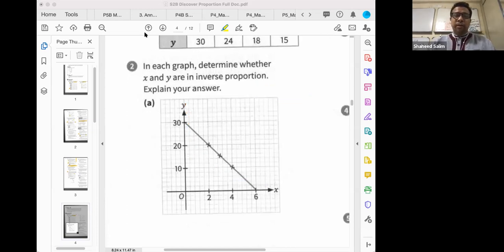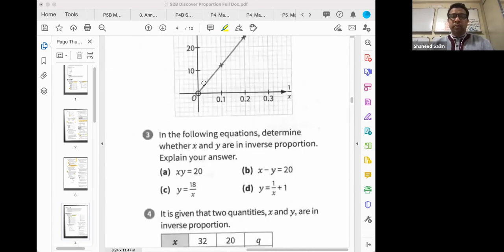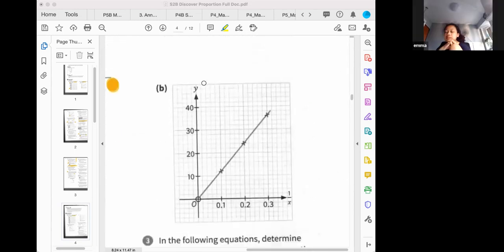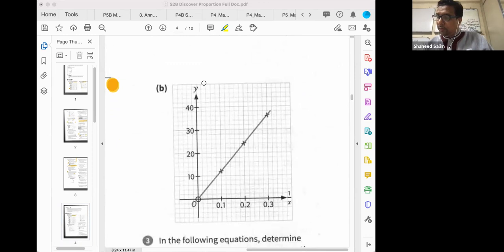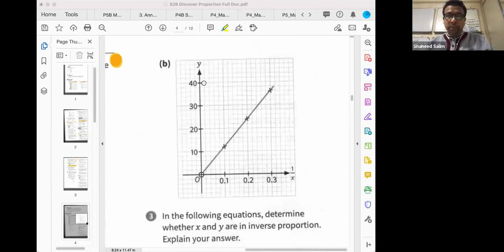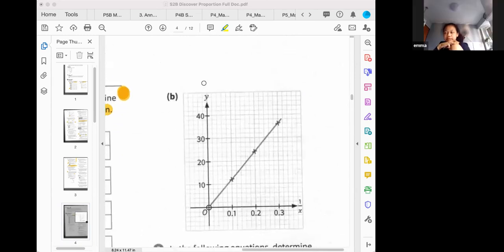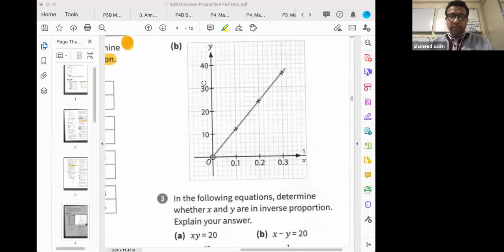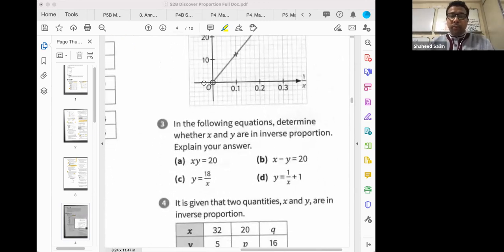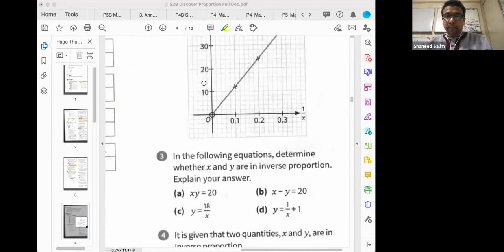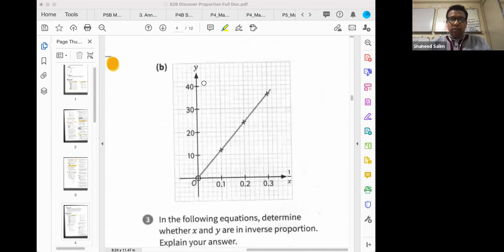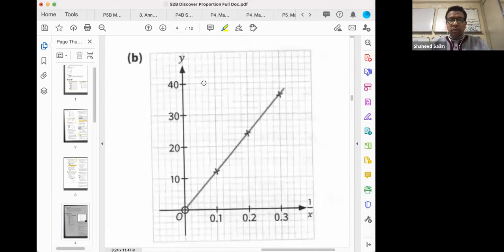Move on to the next one. Let's see. Okay, what about this one? Hold on. What is this? Okay, we take three words. Sorry, I need to go through this. This one you need to go through so that you understand.